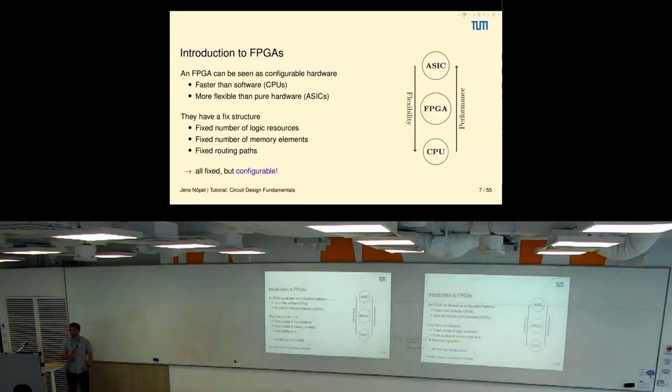In the field of hardware, FPGAs are kind of the middle ground. They are a trade-off between flexibility and performance compared to CPUs and ASICs. They have a fixed number of resources for logic, memories. So you need to think about what FPGA you want to use. Is it suitable for the task you want to implement?